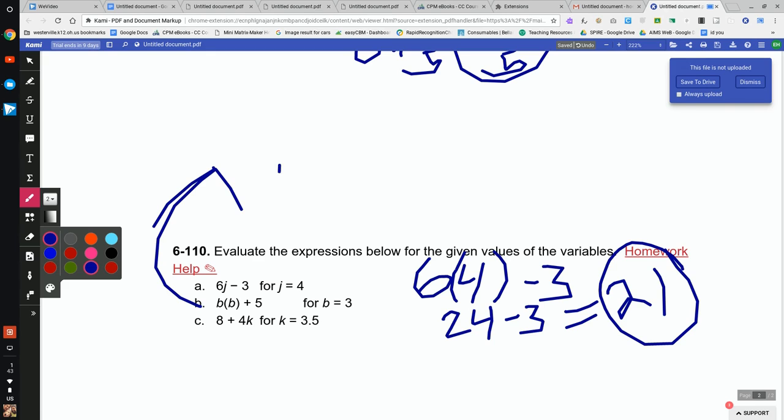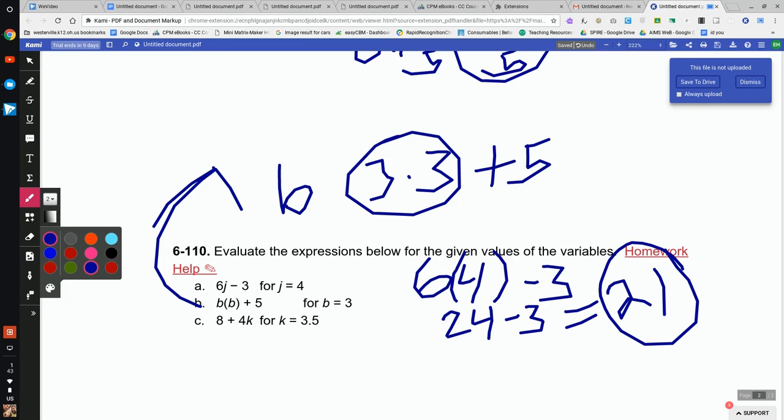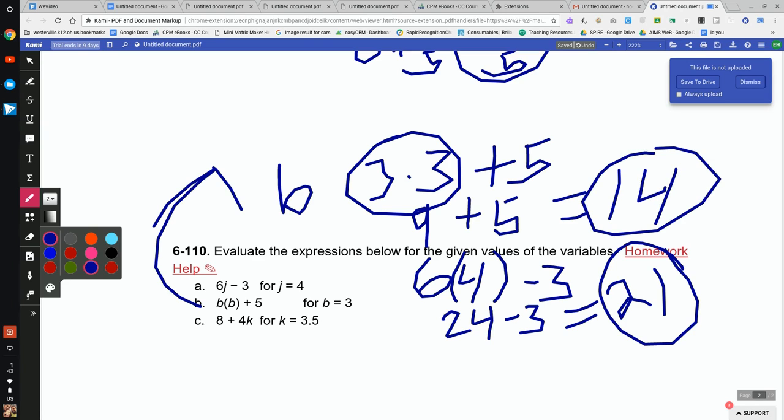All right, going on to B. B is 3, so b times b. So 3 times 3 plus 5. Order of operations, you got to do 3 times 3, which is 9. 9 plus 5 equals a multiple of 7. 14.